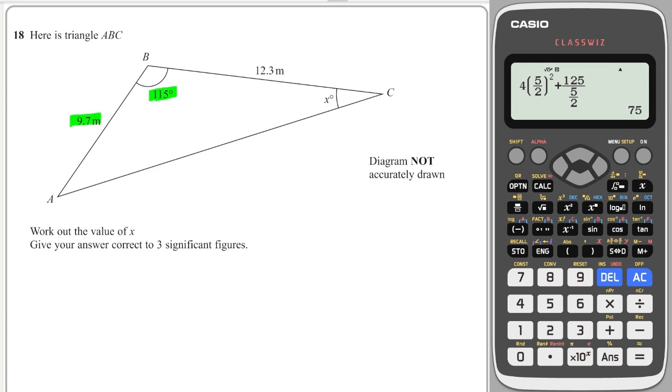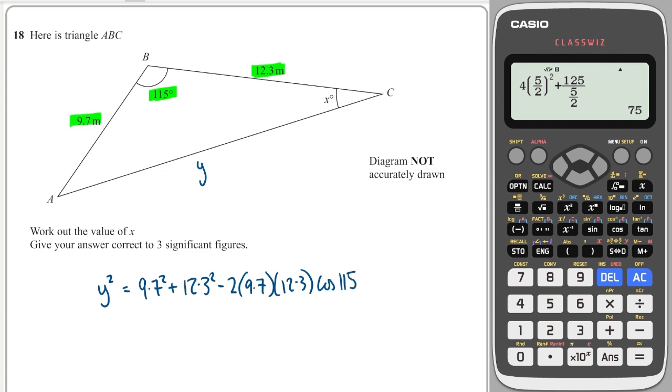So looking at the cosine rule, I have an angle, and the side opposite is the side which we need to use for the cosine rule, and I need to have the other two sides as well in order to use it. So the cosine rule states that the side opposite the angle squared is equal to the other two sides squared added together, minus two lots of the other two sides multiplied together, times cosine of the angle opposite the side we're trying to find. Okay, so to the calculator: 9.7 squared plus 12.3 squared minus 2 times 9.7 times 12.3 times cosine of 115.